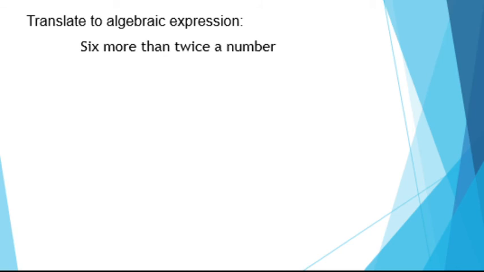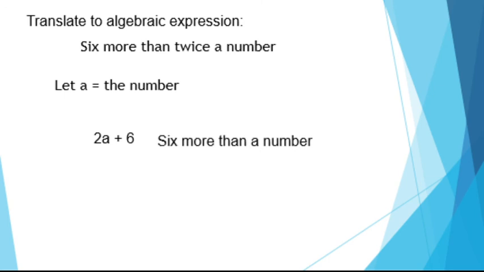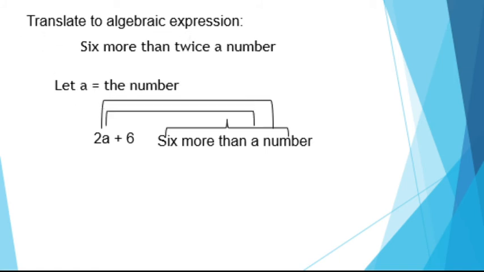6 more than twice a number. So how will you translate that? 6 more than twice a number. So let a be the number. So that is 2a plus 6. So that is the expression. So that is the 2a plus 6, 6 more than a number. And a is the variable. And 6, you are adding, more than. So you have 2a plus 6.